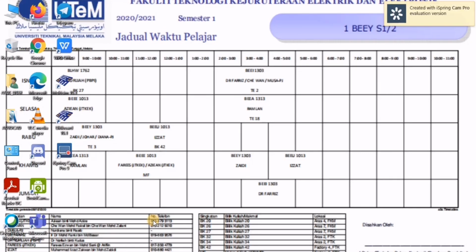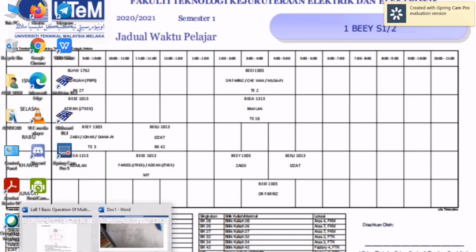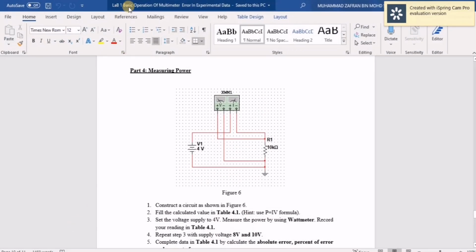I would like to explain part 4 for the first lab, which is Lab 1, basic operation of multimeter error in experimental data. So part 4 is about measuring power.